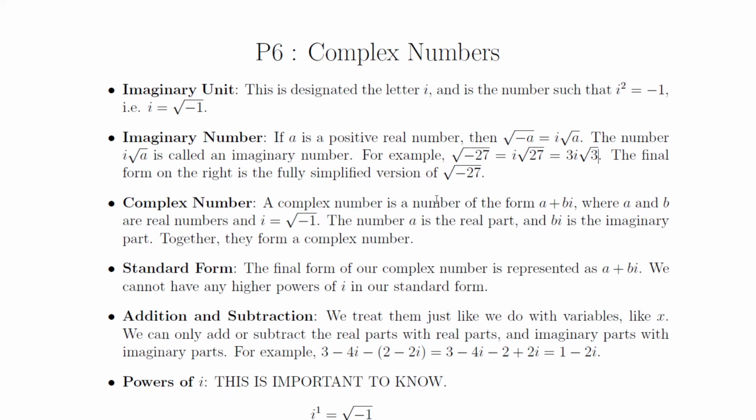Now a complex number, you might be surprised, and an imaginary number are actually two different things. A complex number is a number that is made up of both a real part and an imaginary part. So you've got a, which is your real part, and bi, which is your imaginary part.